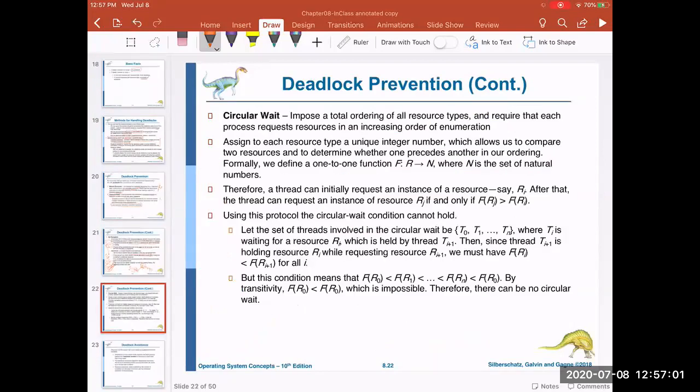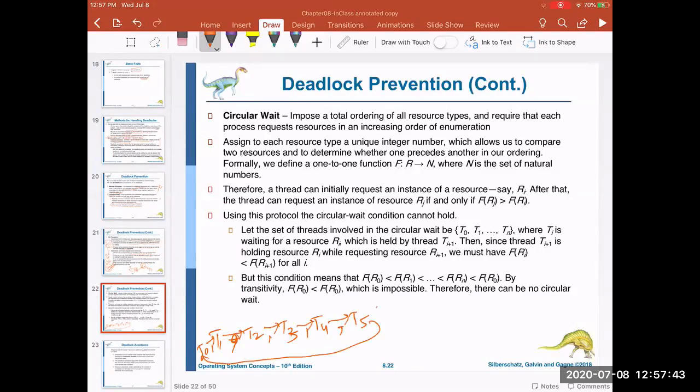Now another is the circular wait. We discussed that the processes or threads are basically moving in a circle. So T0 waits for T1, T1 waits for T2, T2 waits for T3, T3 waits for T4, T4 waits for T5, and then T5 waits for T0. So this is how the circular wait is.